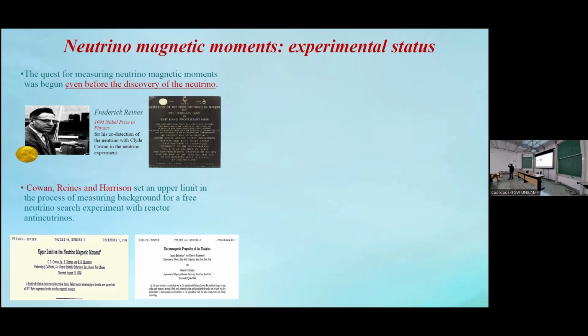In 1954, as you see, they were trying to look for the magnetic moment in the experiment where they were looking for the neutrino, and they set a limit of 10⁻⁷ Bohr magneton. That's the first study of the neutrino magnetic moment which appeared in the literature.